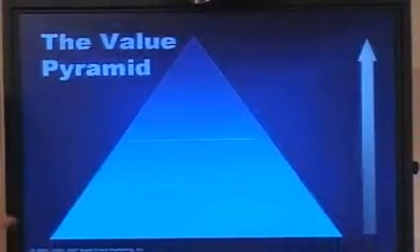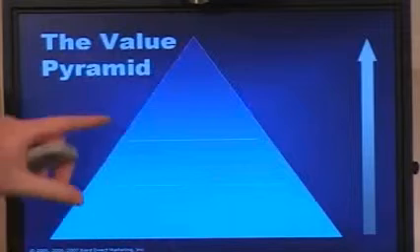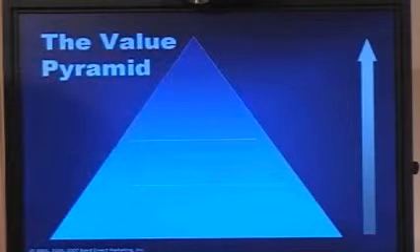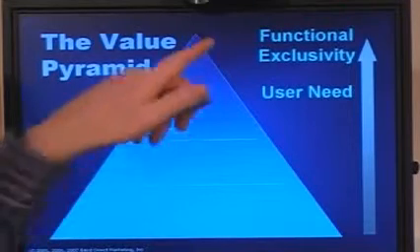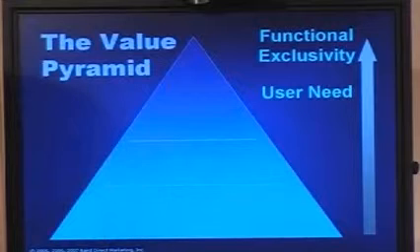Well, think of content out there as being a pyramid. What's the bottom of the pyramid is the lower value content. At the top of the pyramid is the higher value content. What differentiates those two? Well, it's two factors: functional exclusivity and user need. Functional exclusivity, I'm going to talk about in a moment by using examples.